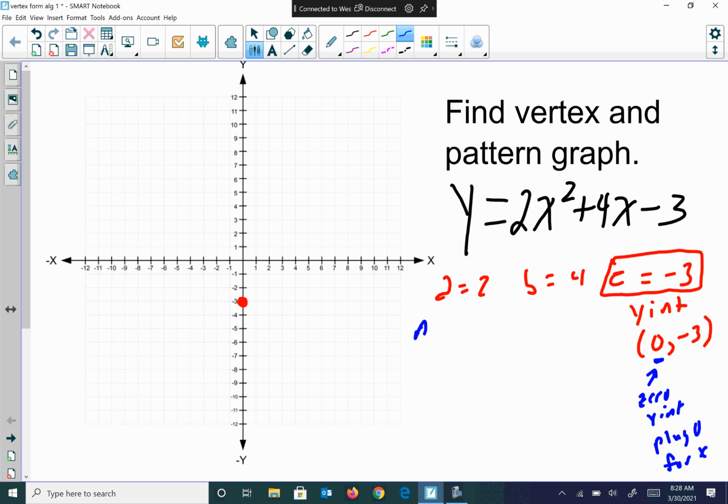Now, let's go ahead and do the things that we know. We know that the axis of symmetry, which we call AOS, is x equals -b over 2a, which is -4 over 2 times 2. 2 times 2 is 4, so -4 over 4 is -1. So x = -1 is here. Agree?